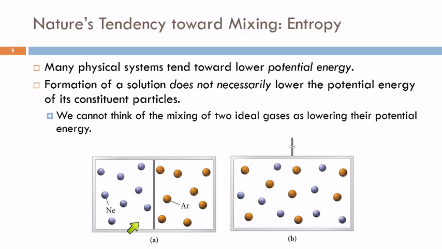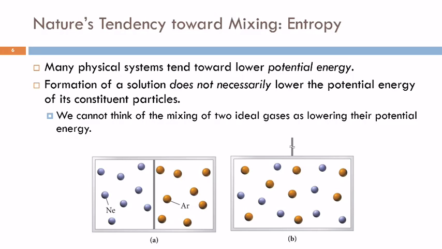So if we look at 2 noble gases, 2 ideal gases, we've got neon and we've got argon in a container, and we remove the barrier between them. We know from kinetic molecular theory of gases that these guys are bouncing around, and if that barrier is gone, they are going to continue bouncing around and they're going to mix, right? Does that affect their potential energy in any way? No, it doesn't. So mixing of 2 ideal gases does not lower their potential energy.